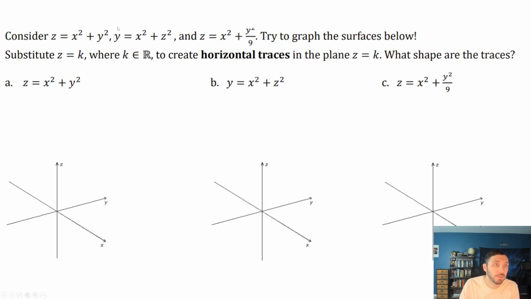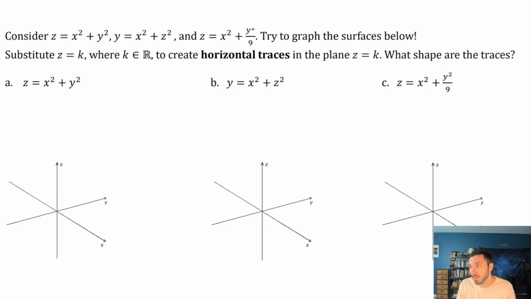Yeah, so we're going to try to build the intuition for these 3 shapes. And the way we're going to do that is by just plugging in numbers for z. If I plug in something for z, what shape pops out? If I plug in something else for z, what shape pops out? 1, 2, 3, whatever it may be. So looking at A, right? If I said z equal to 1, z equal to 2, z equal to 3, z equal to 4, what shape would that create on those respective z equals k planes?